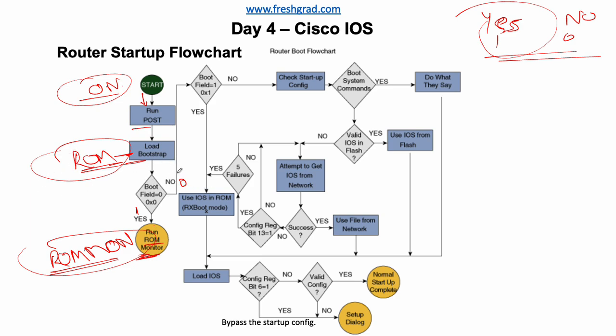Now if it's a 0, then it goes no, and it looks for the boot field value. It checks the boot field setting in the configuration register. The configuration register has values like ones and zeros, and in hexadecimal as well. If it's a 1, then it goes directly to use the IOS in the ROM and RxBoot mode. This is the troubleshooting and recovery mode. If it's a no, the process uses the IOS in the read-only memory.